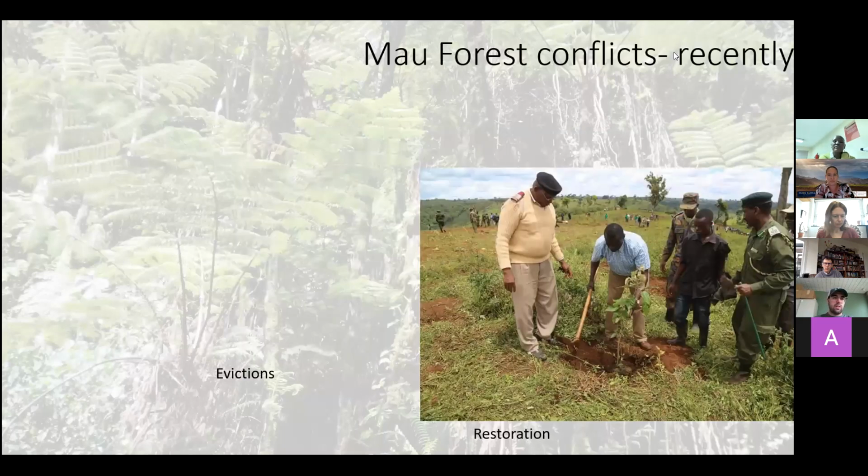Okay, so these are just images that I had brought to show the current conflicts that are happening in Kenya in Mau Forest, where people have been living in the forest, and there's a lot of degradation. There's a lot of negative impact on the drainage systems in the Rift Valley region. And it reached a point where the government realized that they're going to lose a lot of biodiversity by allowing people to continue living in the forest.